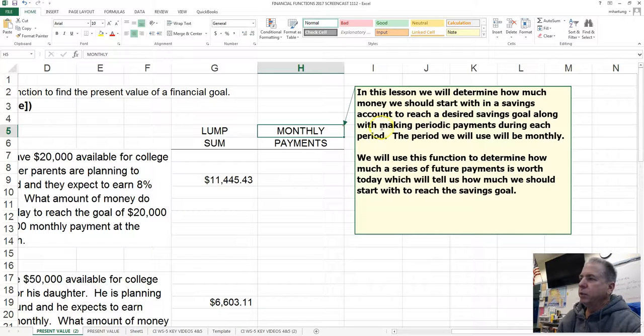So step number 1 is go ahead and take a few notes here by inserting those comments, and then add this header information here. The lump sum was starting with a single amount from video 1, and now we're going to do monthly payments, and your column size is 16. Column size 16, and then go ahead and put a border underneath that. And then once you get that done, come on back and we will continue with present value functions.